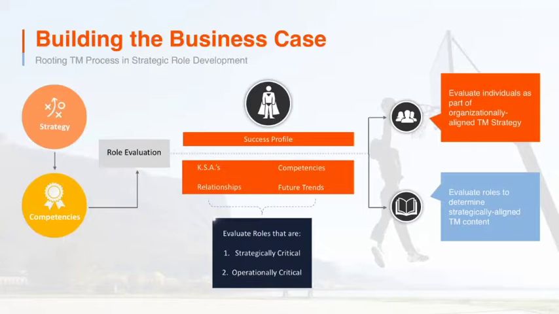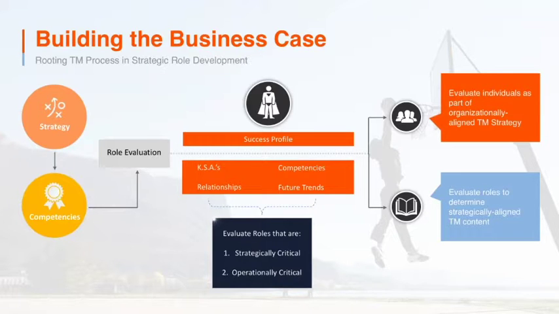We've already talked about strategy and how strategy articulates or informs your competency model. Once you have done that work of creating a competency model that is strategically aligned, that should flow into evaluation of your organization from a role-to-role basis. Now, do you have to evaluate every role in the organization? Probably not. But you do need to identify and evaluate roles that are strategically and operationally critical.